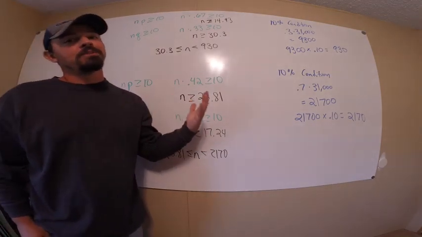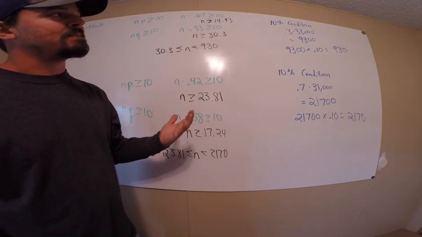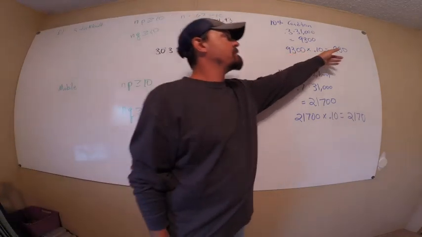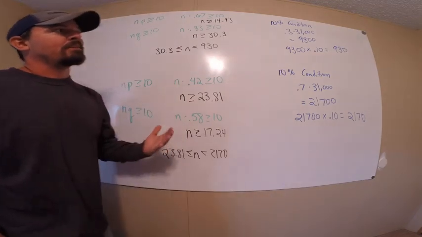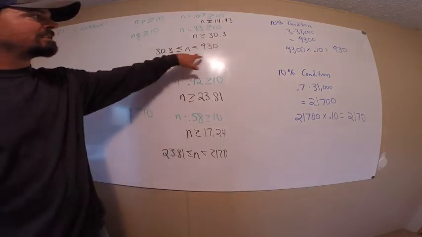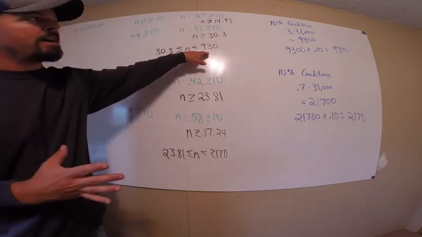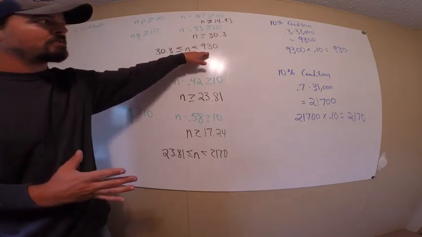We want less than 10% of those to be sampled. So 9,300 times 10% gives you 930. As long as this n here is less than 930, then we're okay. We can say it's normally distributed.